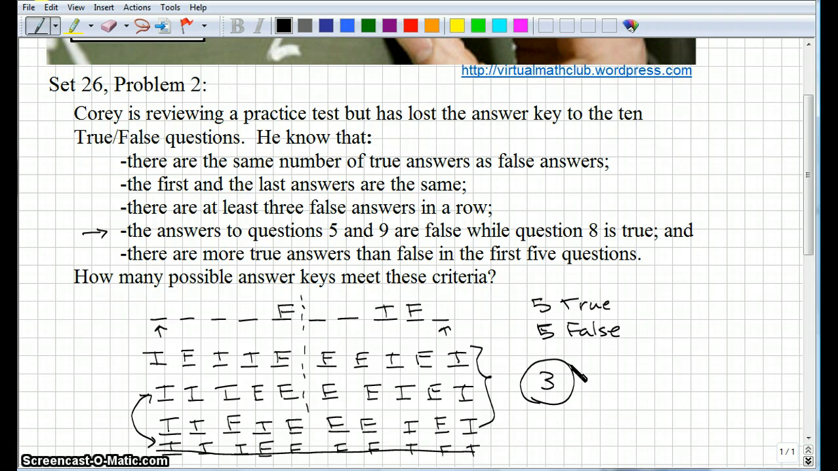And that's it. It's just a matter of working really systematically.